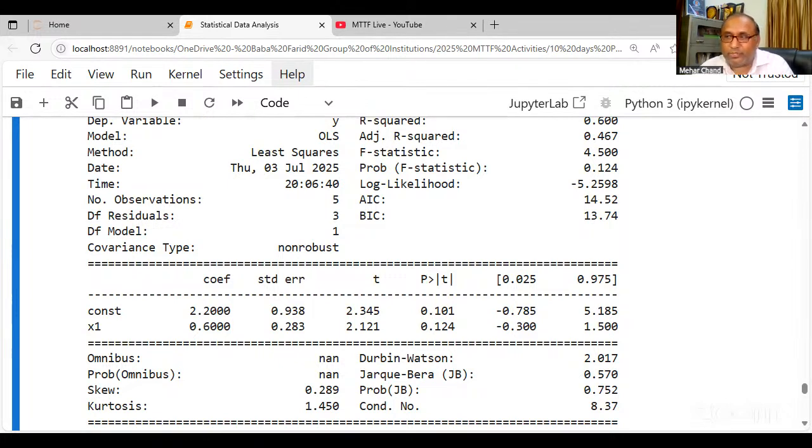Actually, we should have more than 90% for more accuracy. And the Durbin-Watson value, which you can see here, is 2.017, which suggests no serious autocorrelation in the residuals. Ideally this value is equal to 2, and here we have 2.017, so there is no serious autocorrelation. So this is the interpretation of all these results.